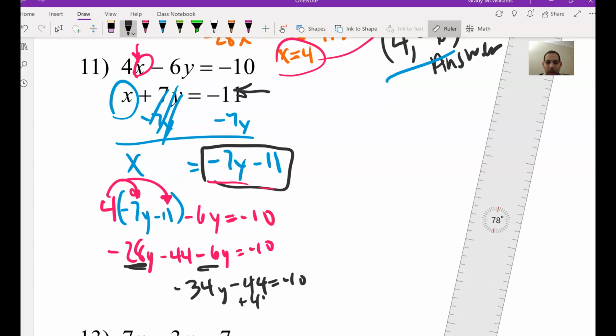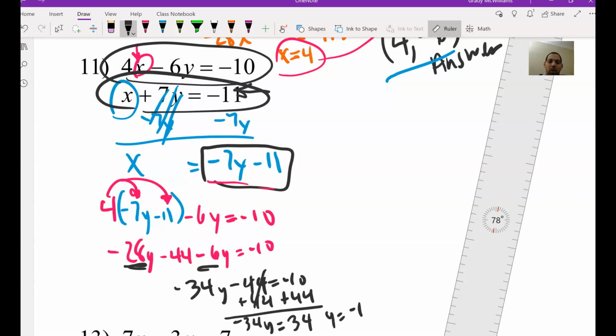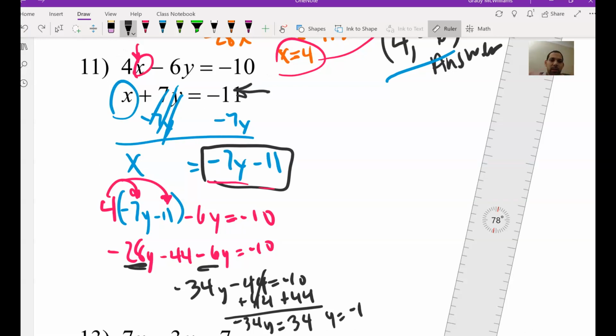Now get my y's all alone. So I'm going to add 44 to both sides. That cancels out. Negative 34y equals positive 34. So y should be negative 1. Most of the way done. Plug it back into one of the original two or what would be equivalent. We'd either have this one here, this one there, or the equivalent of the second one, which is this. That's going to be the easiest one because x is already all alone in this one. So I'm going to use that one.